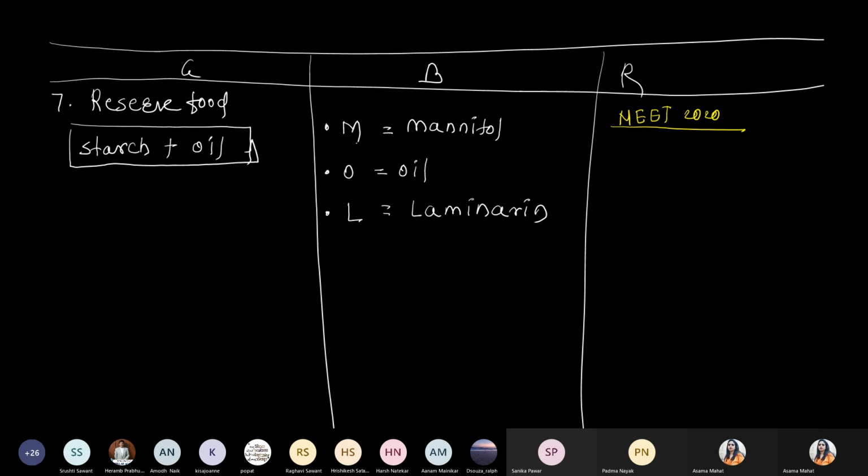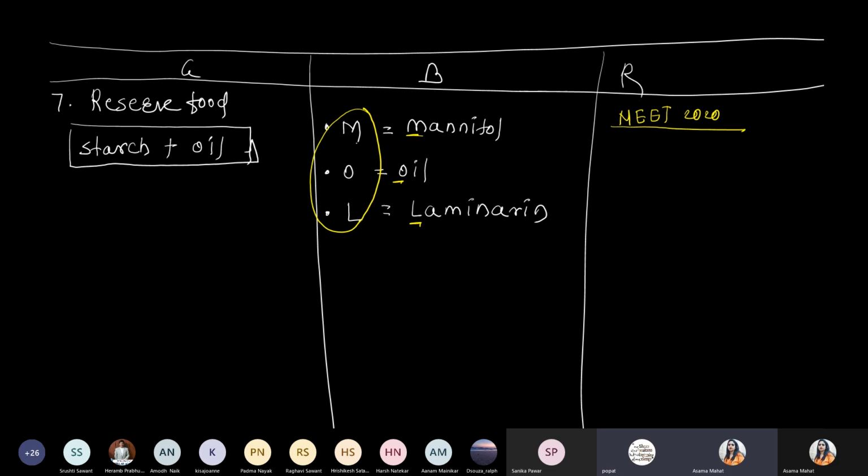Huh? Ma'am, that MOL, these are all different or it is a single word? अरे बाबा, M stand for mannitol, O stand for oil, L stand for laminarian, ऐसे है वो. Okay, ma'am, I got disconnected, that is why. Okay, ma'am. अच्छा, okay. नहीं, mole means these are the one key to understand, key to remember.